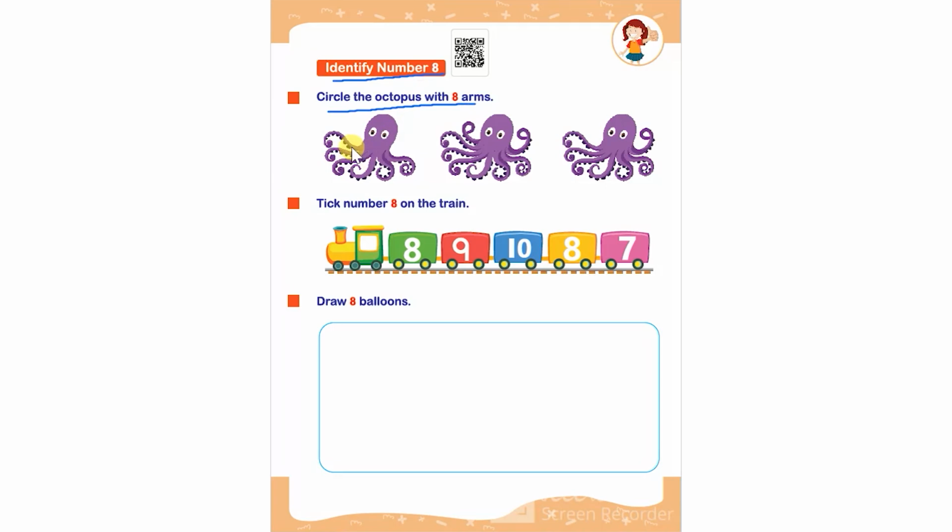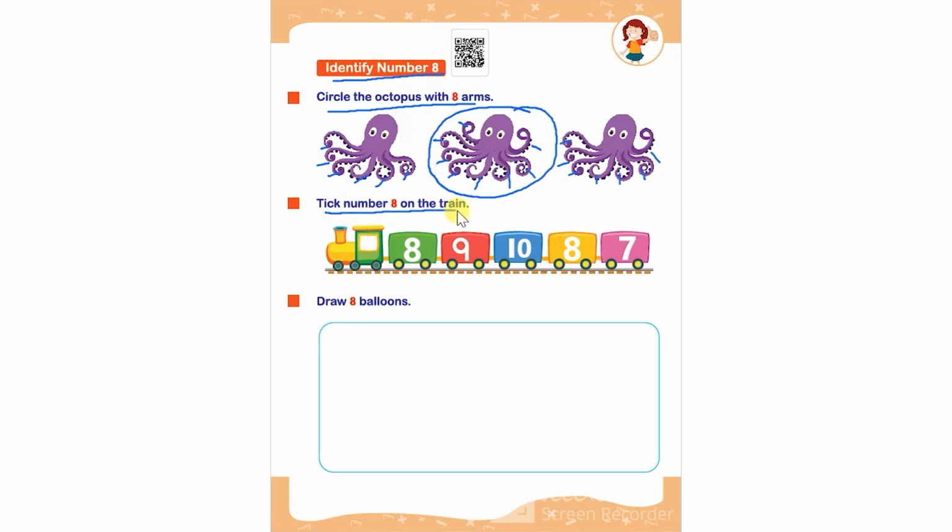So over here in the first one, the octopus has 1, 2, 3, 4, 5, 6. Only 6 arms. In the second one, the octopus has 1, 2, 3, 4, 5, 6, 7, 8. So the child has to encircle this. And in the last one, the octopus has 1, 2, 3, 4, 5, 6, 7 arms only.